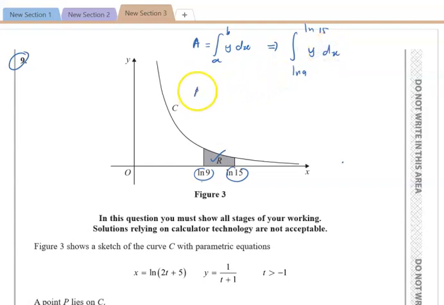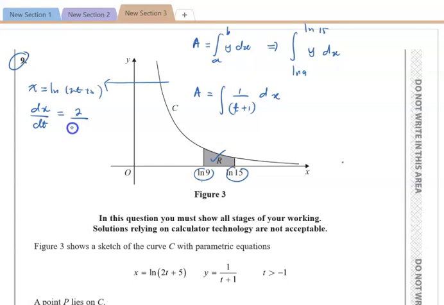But when you replace your y, you see that our y here is in terms of t. That means we have 1 over t plus 1 multiplied by the dx. We don't have the dx, but from part A, we have already seen that when x is equal to natural log of 2t plus 5, dx dt is equal to 2 over 2t plus 5. That means dx is equal to 2 over 2t plus 5 dt. We have done this in part A of the question.